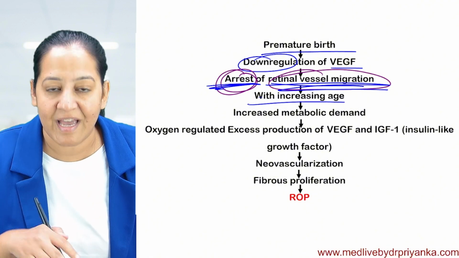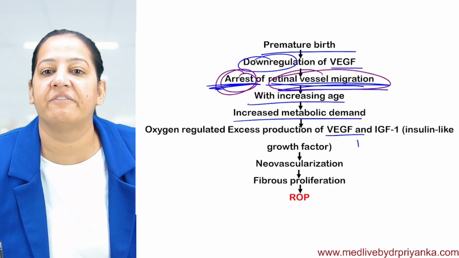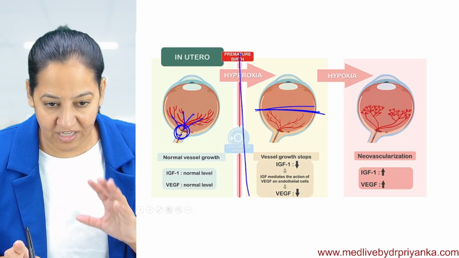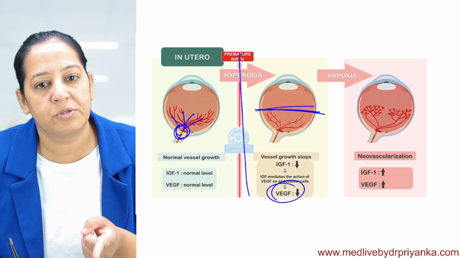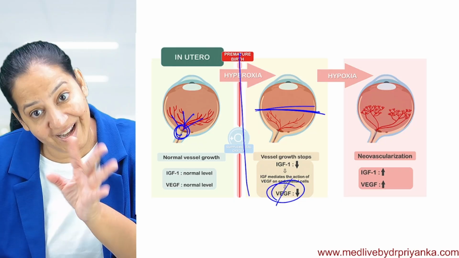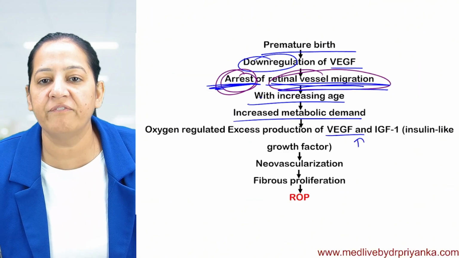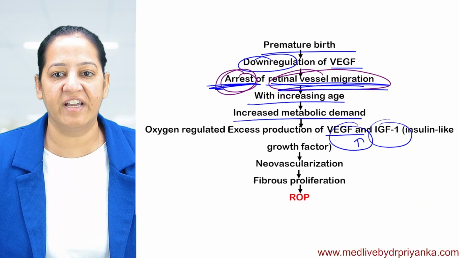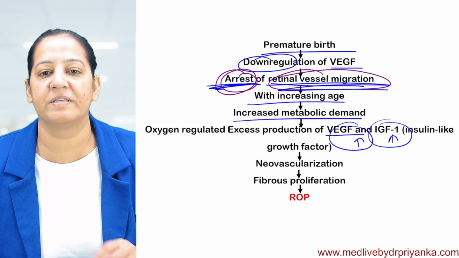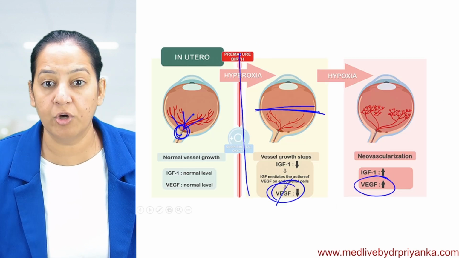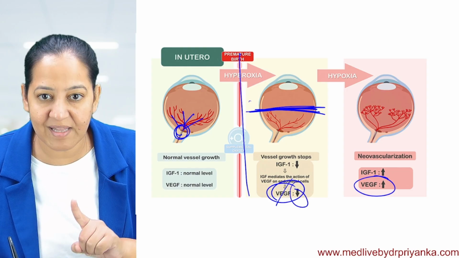Now, with increasing age, as the newborn grows, there is increased metabolic demand. As a compensation, now VEGF will increase. At the time of birth, it's halted. VEGF is less at the time of birth because they are premature. So VEGF is less, so migration halted. But later on, with increasing demand as a compensation, VEGF will increase suddenly, along with IGF. IGF is insulin-like growth factor. Both of them increase later on as a compensation. That will lead to neovascularization. The original blood vessels are already halted. They will not grow now, because VEGF concentration is less at that time.